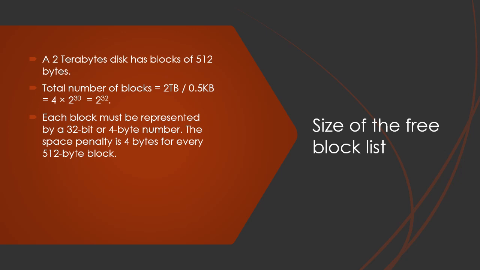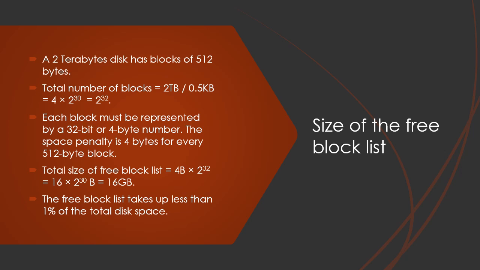The space penalty is 4 bytes for every 512 byte block. Total size of free block list is 4 bytes into 2 raised to the power 32, which is 16 gigabytes. The free block list takes up less than 1% of the total disk space, so it is worth it.